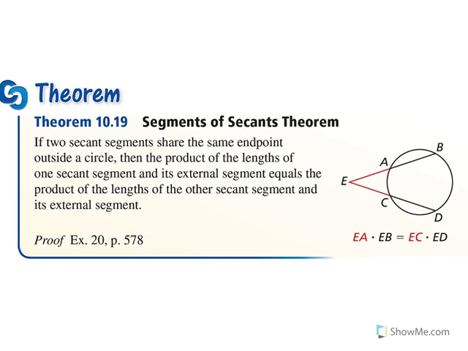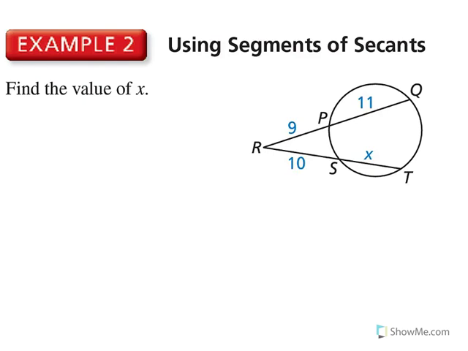All it says is that we would multiply the external part, and here this is the external, EA, and also EC. Those are the externals. We multiply them with the whole secant section, and we set them equal. So when I look at a problem, I multiply the external section with the whole, and I set it equal to the other external section times the whole again.